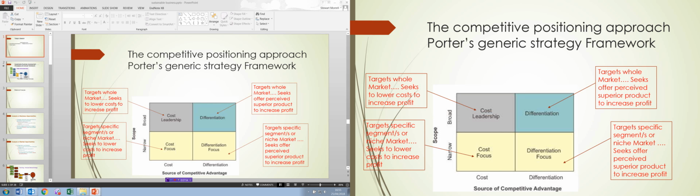So here's some more detail on Porter's generic strategy. So we're looking either at cost or we're looking at differentiation, and you've got explanations all around that diagram for what they are. Once you've done that, then you decide what your focus is going to be, whether you're going to have a narrow focus or a broad focus. And the scope of that focus will determine what your objectives are when you actually set them.